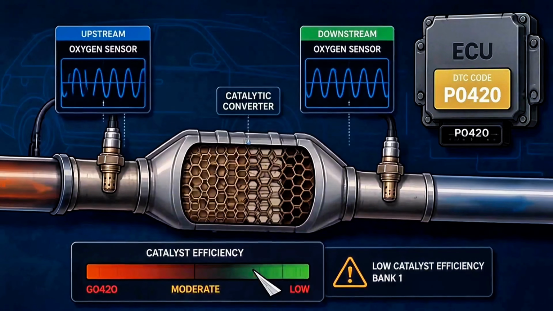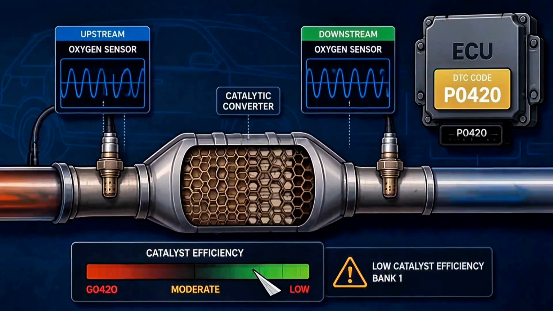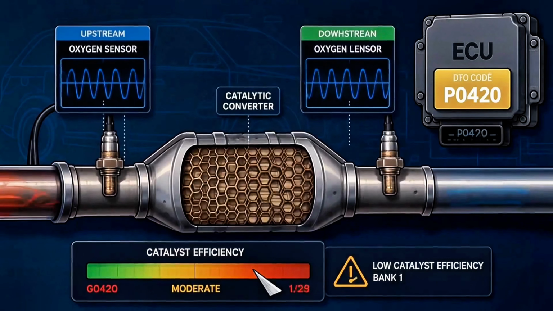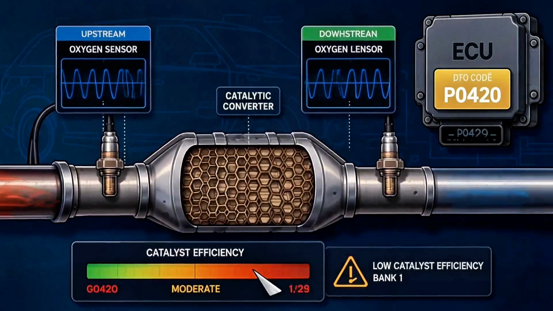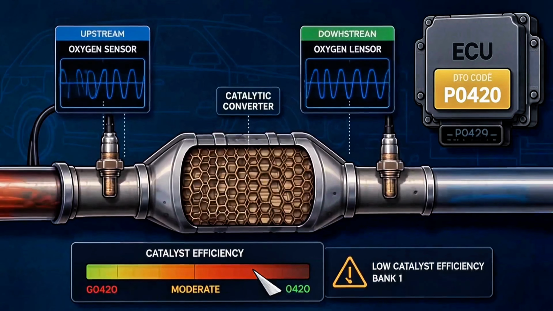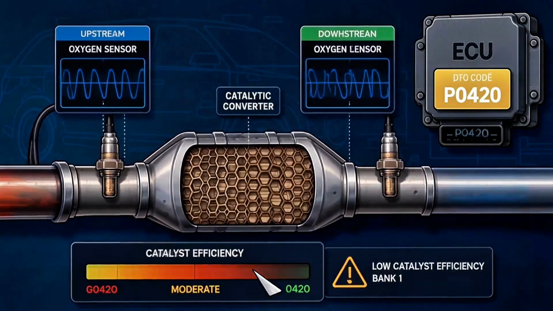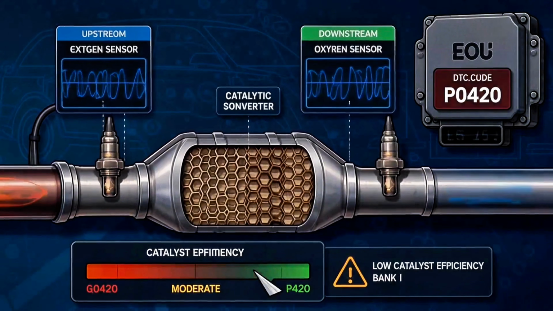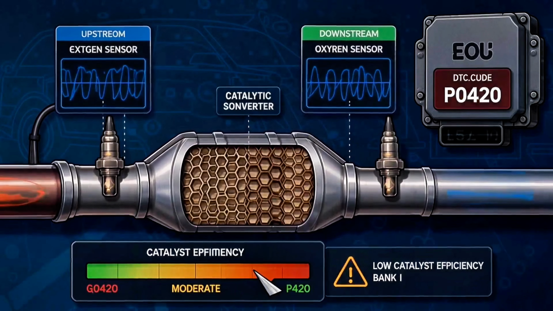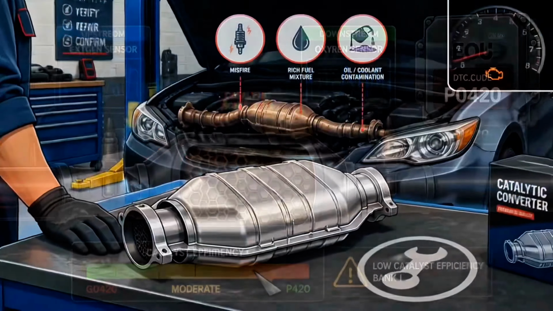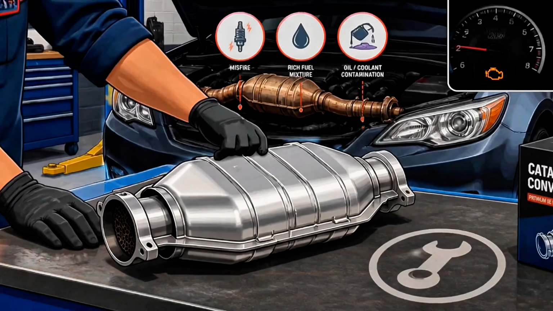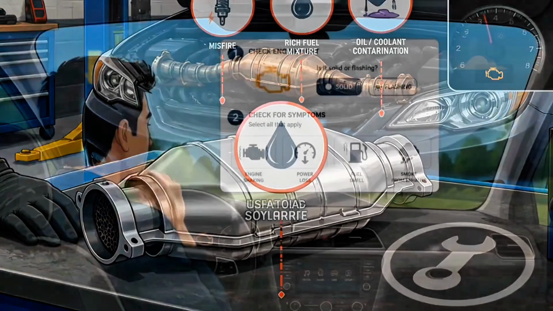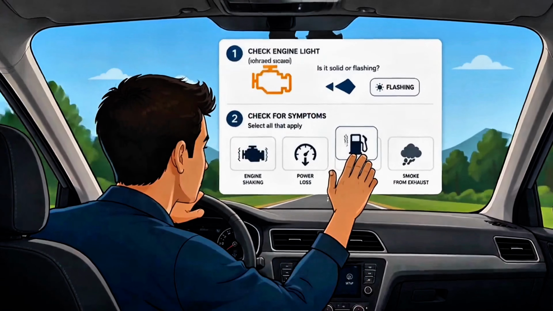If the upstream and downstream sensor patterns become too similar, the computer may store a catalyst efficiency code such as P0420. That could mean the converter is worn out. But converters frequently fail because of another unresolved problem, such as repeated misfires, an incorrect fuel mixture, or contamination from burning oil or coolant. Replacing the converter without finding the original cause can result in the expensive new converter failing again. When your check engine light appears, follow this order.